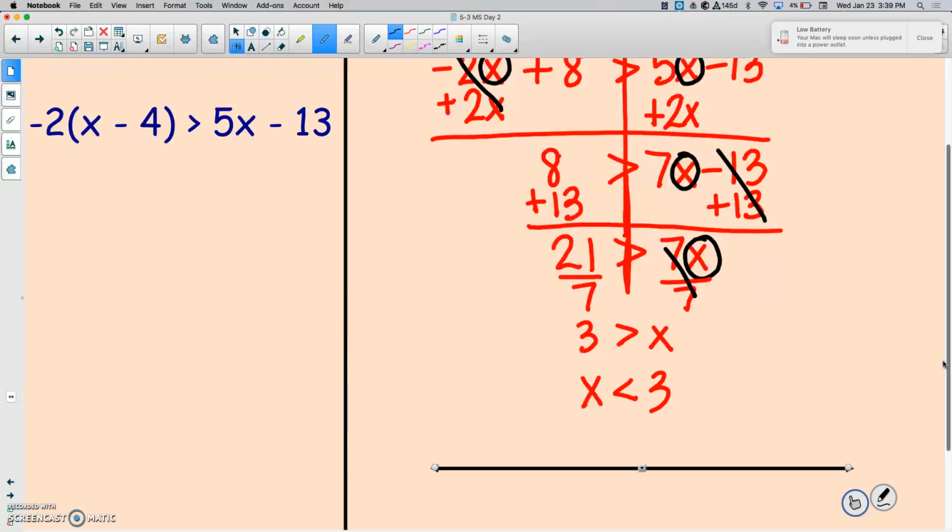You want the variable on the left because then your open or closed circle, your ray, is pointing in the direction that it's graphed on your number line. So x is less than 3 is an open circle to the left where the numbers are less. So this matches now that I've flipped it. And left of 3 would be 2 and 1.